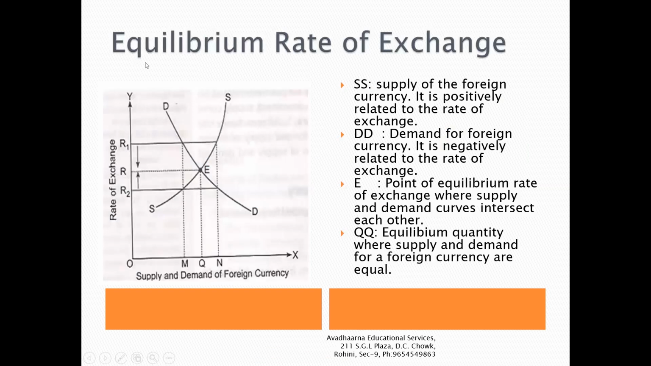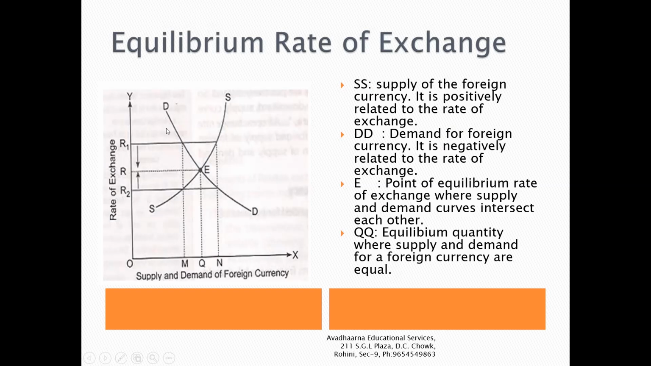So how is the exchange rate determined? The equilibrium rate of exchange. SS is the supply of foreign currency. It is positively related to the rate of exchange. As the rate of exchange increases, the supply of foreign exchange increases. DD is the demand for foreign currency. It is negatively related to the rate of exchange. If the rate of foreign exchange increases, demand for foreign exchange will fall.